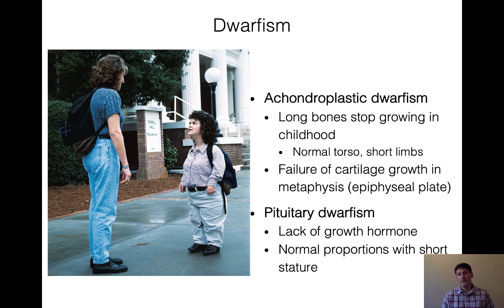Pituitary dwarfism is just a lack of growth hormone, or underproduction of growth hormone. And so generally you have normal proportions, but you're just all around smaller.